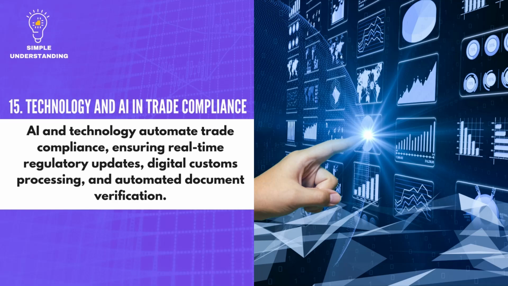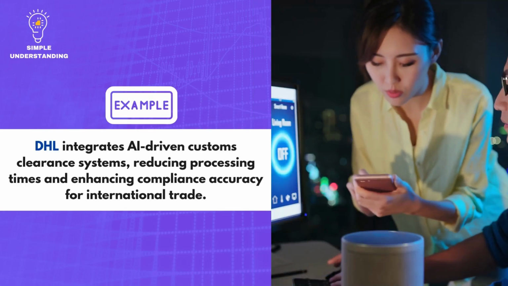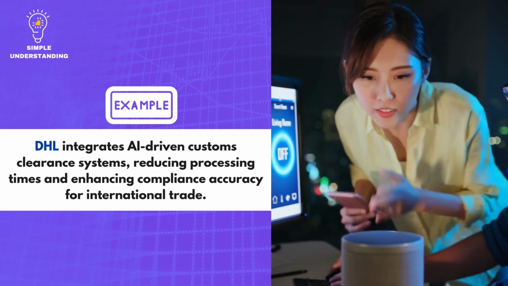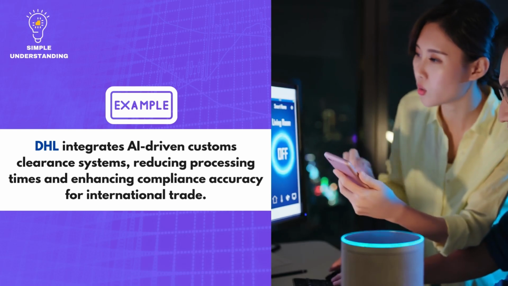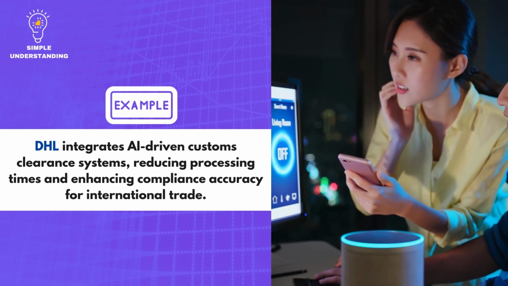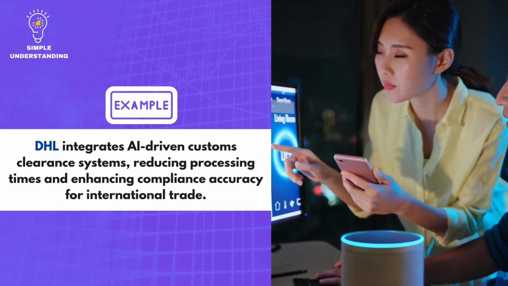15. Technology and AI in trade compliance. Explanation: AI and technology automate trade compliance, ensuring real-time regulatory updates, digital customs processing, and automated document verification. Real company example: DHL integrates AI-driven customs clearance systems, reducing processing times and enhancing compliance accuracy for international trade.